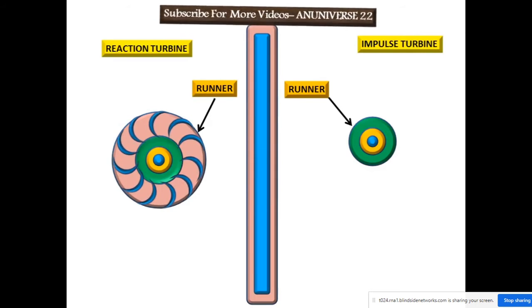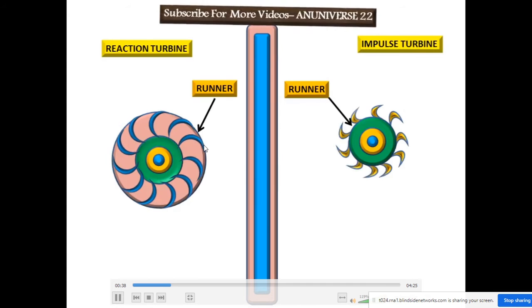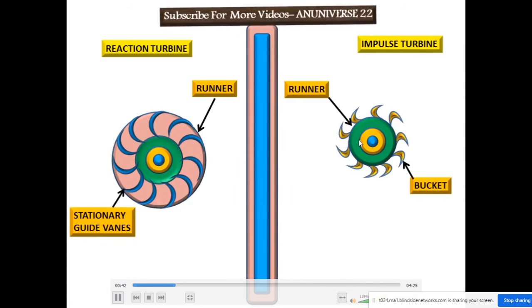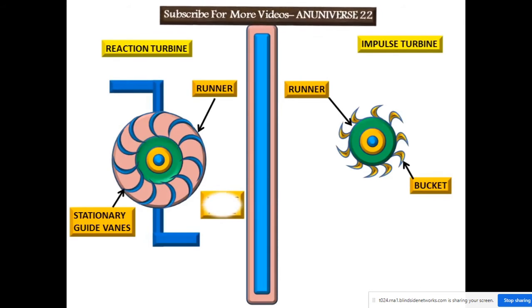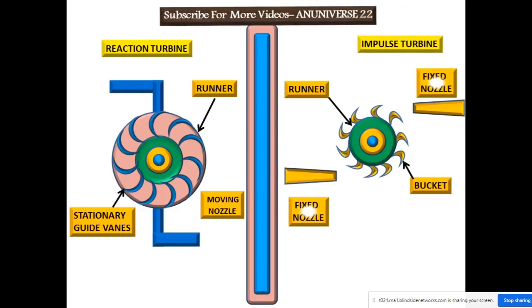These are the stationary guide vanes, which are mounted on the runner of the reaction turbine. In case of an impulse turbine, the Pelton wheel, you are going to use the buckets. These are the buckets. This is the moving nozzle in case of reaction turbine, and in case of impulse turbine, here is the fixed nozzle.